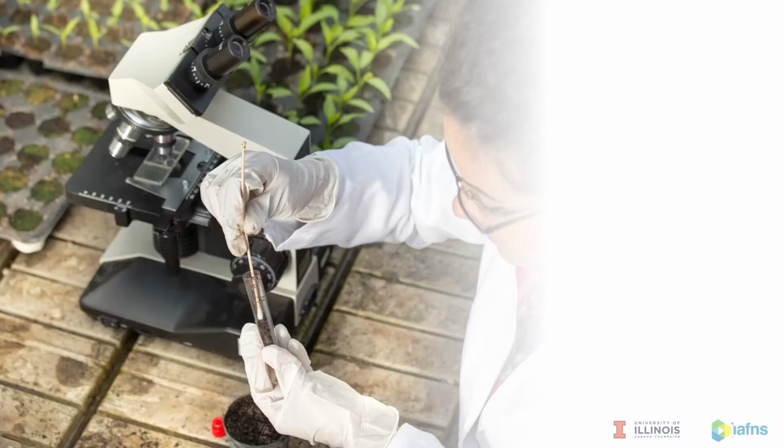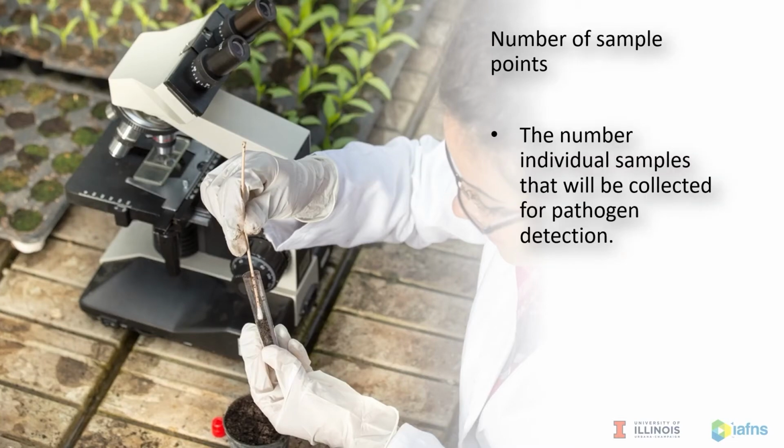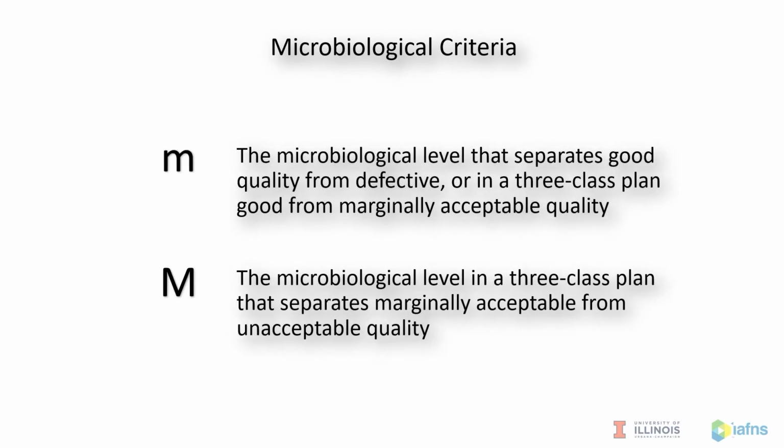The next input is the number of sample points. This input refers to the individual samples that will be collected for pathogen detection. If the user's practices are to take composite samples, the user must input the total number of samples that constitutes each composite. For the microbiological criteria, the user can change the values of the microbial limit used in the sampling plan for both lowercase m and uppercase M.